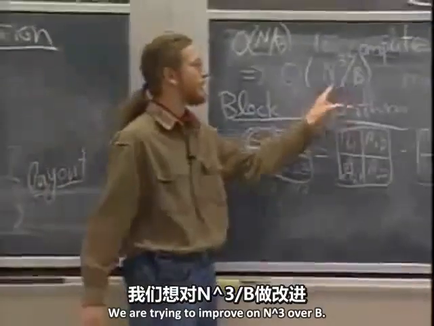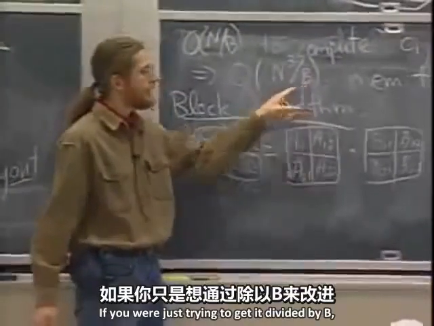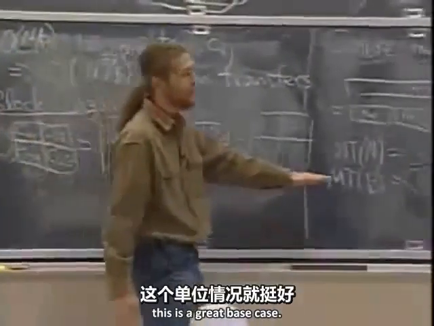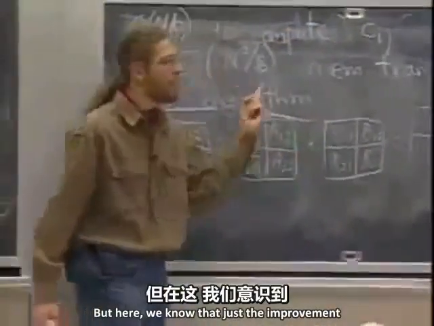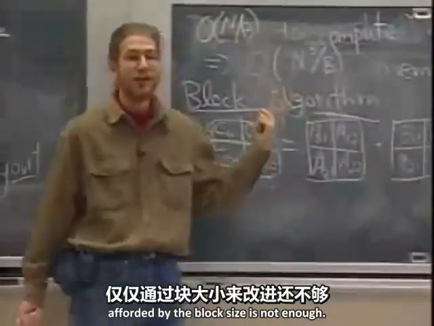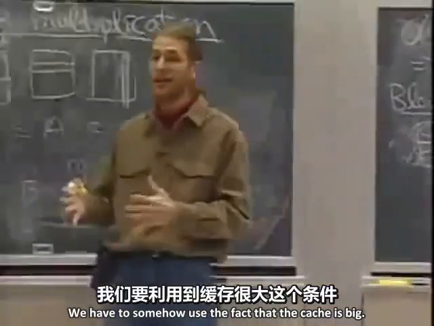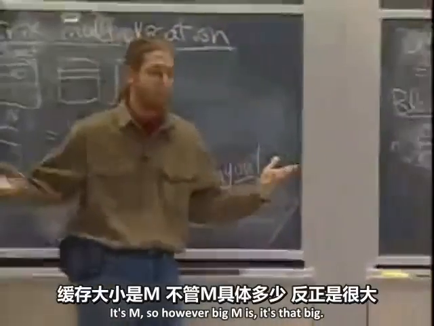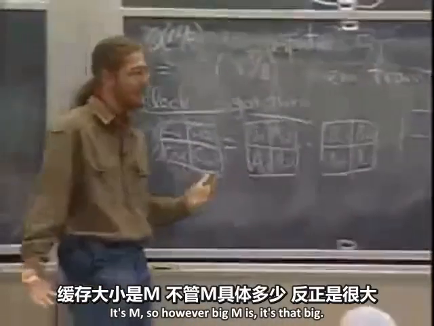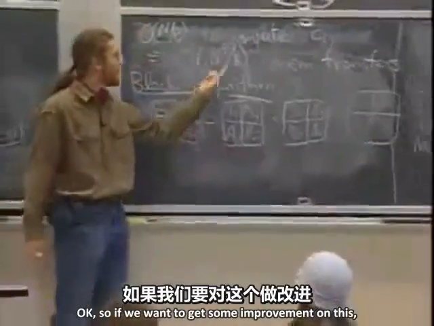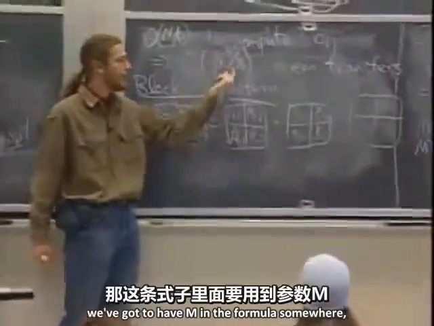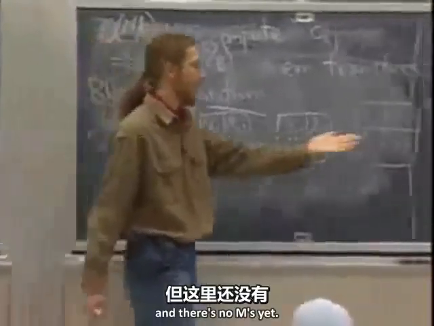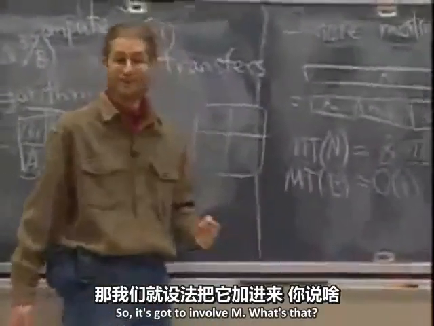We're trying to improve on n cubed over b. If you're just trying to get it divided by b, this is a great base case. But here we know that just the improvement afforded by the block size is not enough. We have to somehow use the fact that the cache is big. It's m. However big m is, it's that big. So if we want to get some improvement on this, we've got to have m in the formula somewhere. And there's no m's yet, so it's got to involve m.